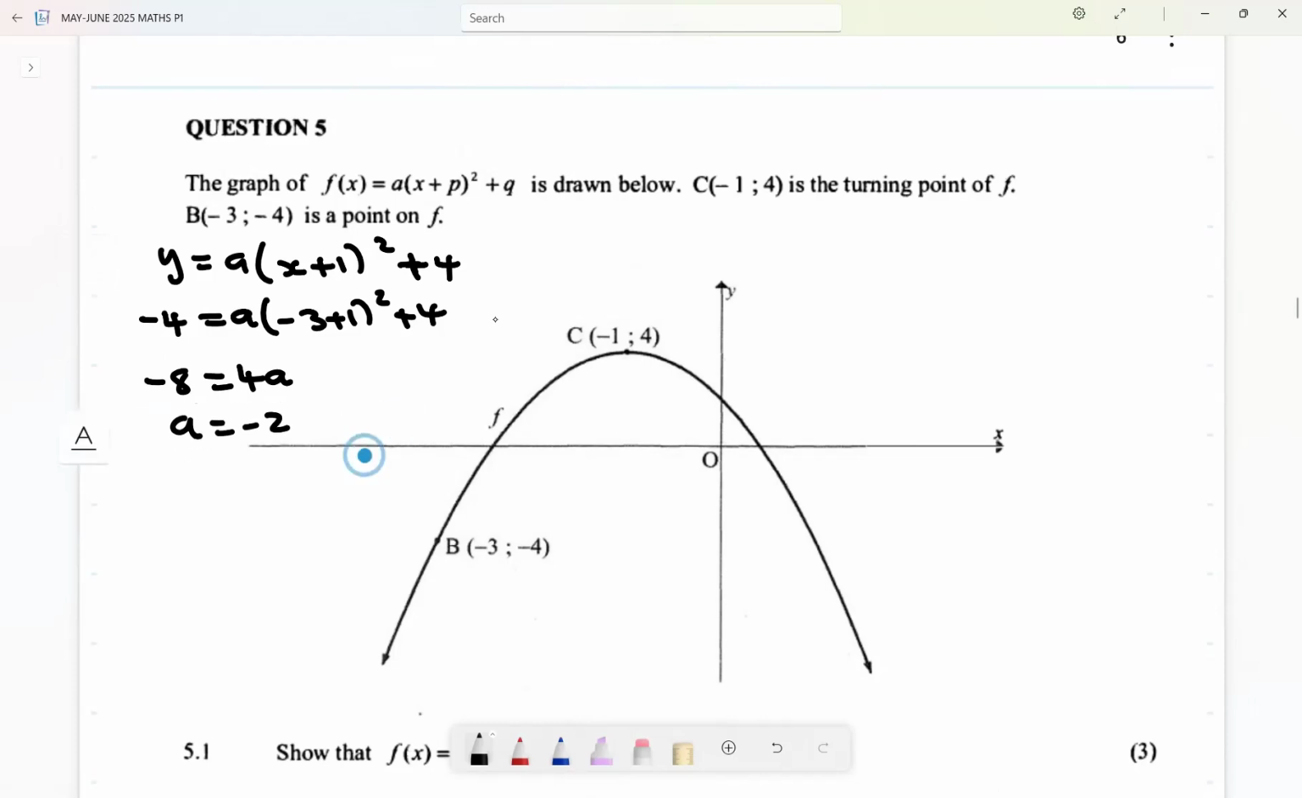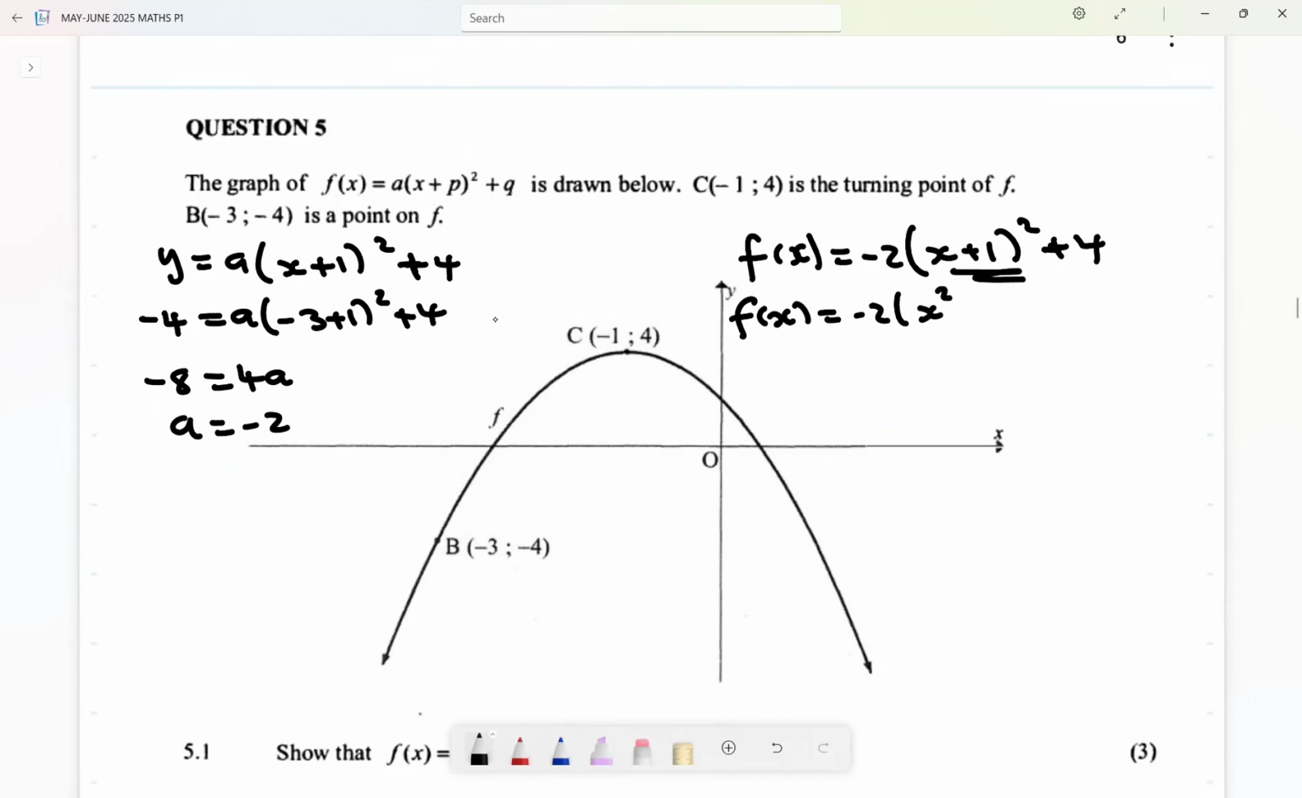Is it correct that the value of a is negative? Yes. Why? Because the parabola is facing downwards. Now that we know this, I can say therefore f of x is equal to negative 2 into x plus 1 squared plus 4. But now they want me to simplify it into the standard form. So I'm going to expand that: f of x is negative 2 into x squared plus 2x plus 1, plus 4.